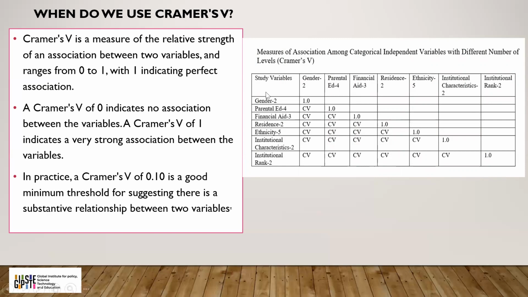So if you look at this case, we have gender with 2 levels, we have education level with 4, financial aid with 3 levels. You have residence, 2 levels. Ethnicity, 5 levels. Institutional category, 2 levels. Institutional rank, 2 levels. So you see that in this particular case, we have different categorical variables that we are including in the study. Therefore, it's a good idea for us to use Cramer's V to minimize the margin of error.